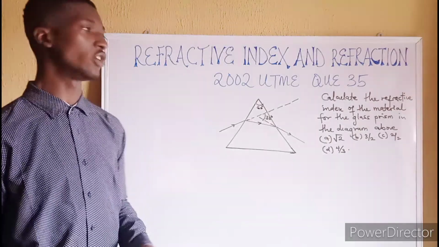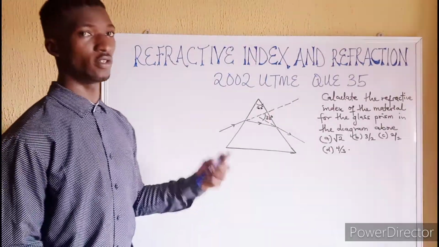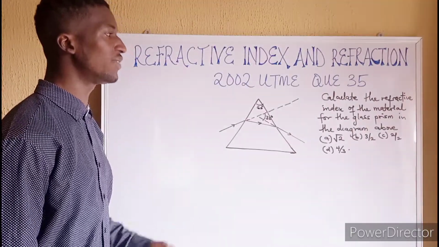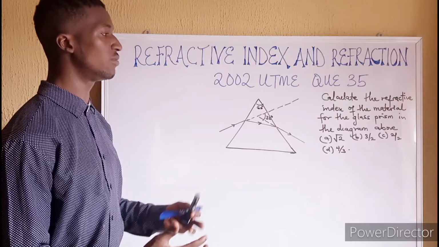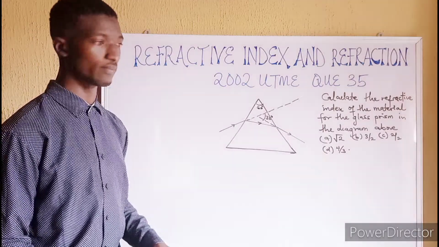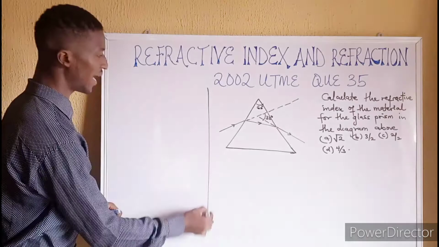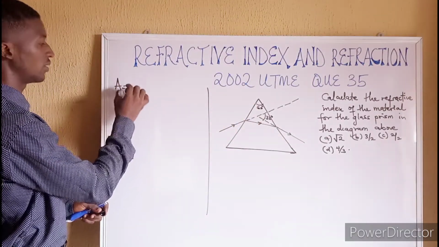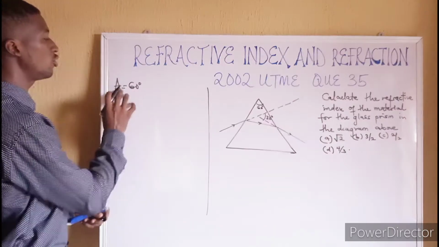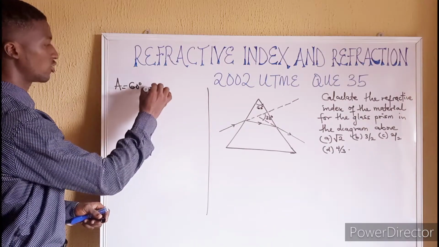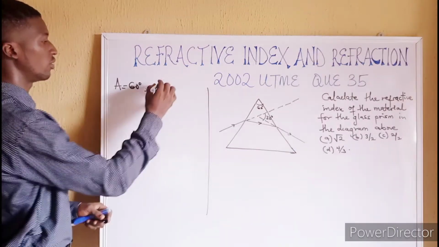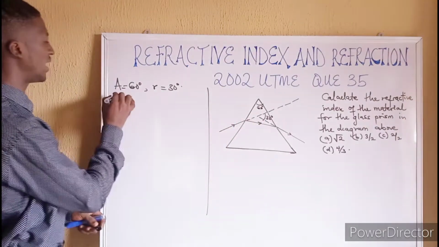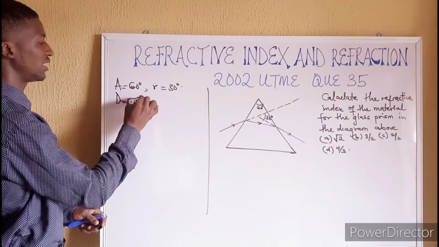So let's take a reference question here, taken from year 2002, question 35, UTME. Calculate the refractive index of the material for the glass prism in the diagram above. This is the diagram. From this diagram, we can denote that this 60 degree represents our refracting angle, which is A, said to be 60 degree. I've told you that your angle of refraction is half of your refracting angle. So angle of refraction is therefore 30 degree. From this aspect, we have that our minimum deviation is 30 degree.